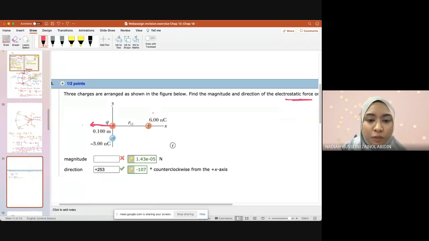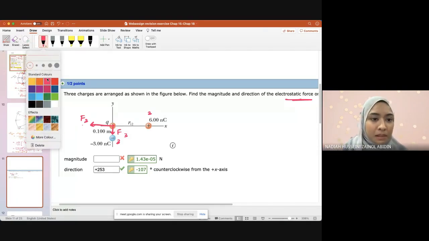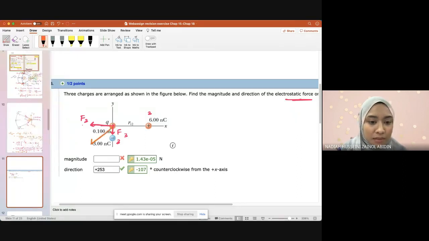So this is the first one. Let's say this is charge number 2. This is charge number 3. This is our force due to charge number 2 and attracted by charge number 3. So here we have F2 and F3. So if I were to predict what my resultant force is, it would be basically between these two guys. If this is my resultant force.